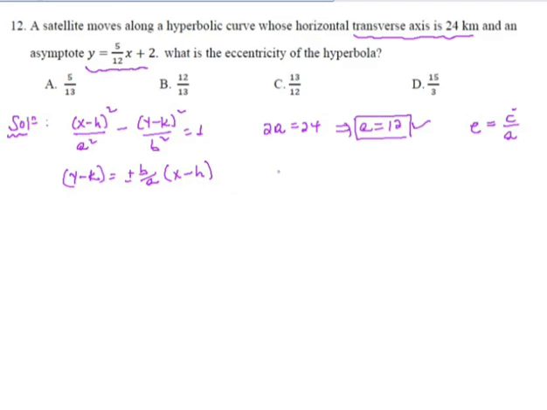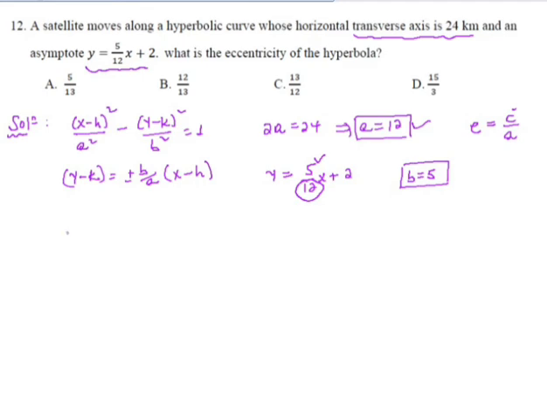This is the formula for the asymptotes of a hyperbola. But one of the asymptotes of the hyperbola is given as y is equal to 5 over 12 x plus 2. Here, this is the value of a, and this 5 should be the value of b. So b is already obtained here from the asymptotes.